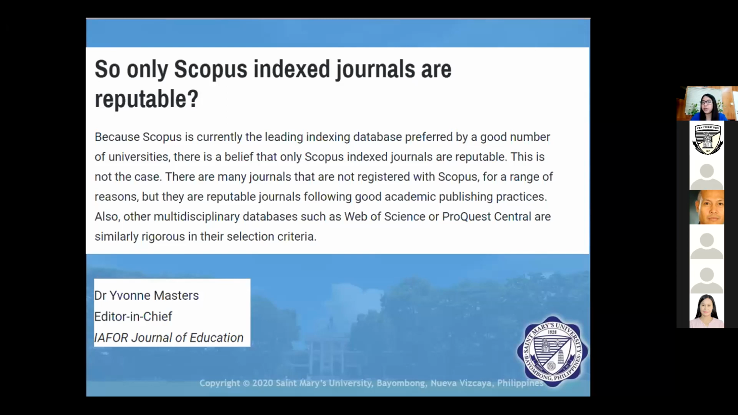There are many journals that are not registered with Scopus for a range of reasons, but they are reputable journals following good academic publishing practices. Also, other multidisciplinary databases such as Web of Science or ProQuest Central are similarly rigorous in their selection criteria. Aside from Scopus, as I have mentioned, Web of Science was also considered in the CHED.